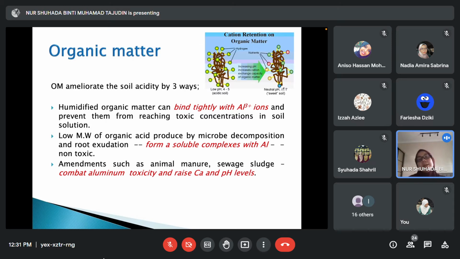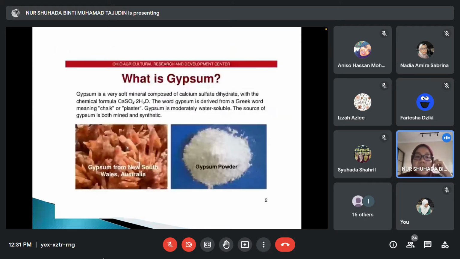Okay. Okay, number two is gypsum. Gypsum is like calcium carbonate. It's like liming materials, but dia punya formula lain. It is a very soft mineral composed of calcium sulfate dihydrate. Okay, formula ni calcium sulfate. So it contains calcium and sulfate, okay, which is usually used if we have what we call aluminium toxicity problem and also structure problem.